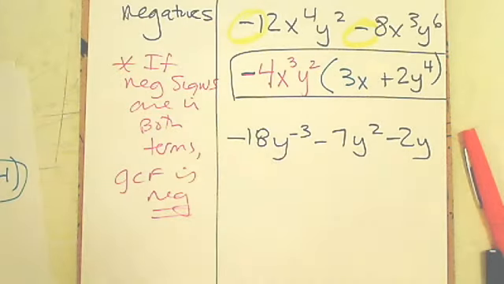So extract out a negative GCF because you have a negative sign present in all 3 terms. Take out a negative GCF. The inside of the parentheses will be positive. After, it would just be y. It's negative y.